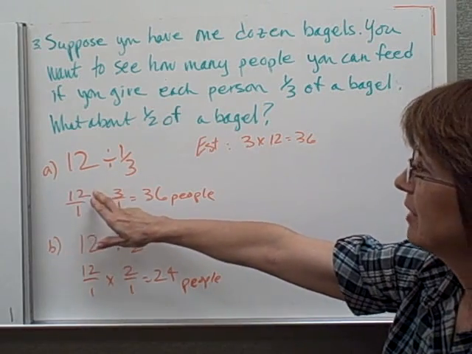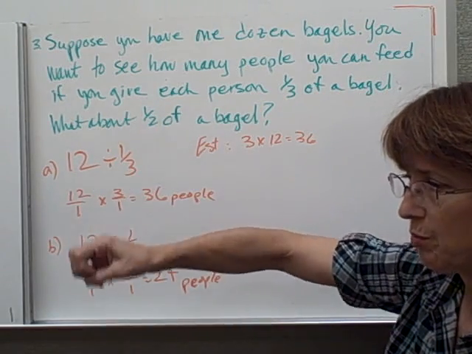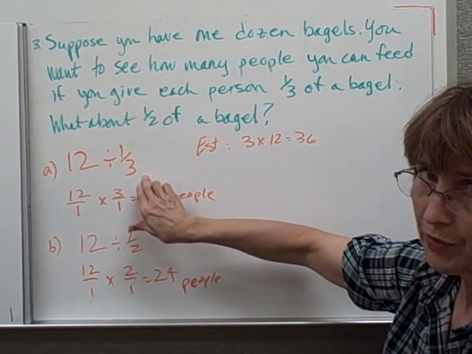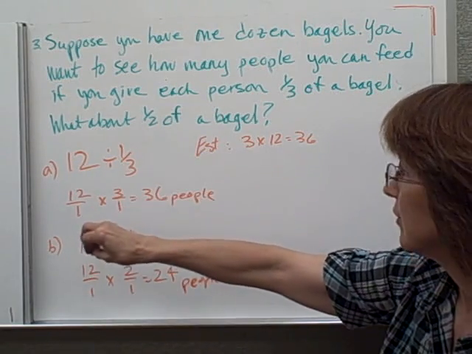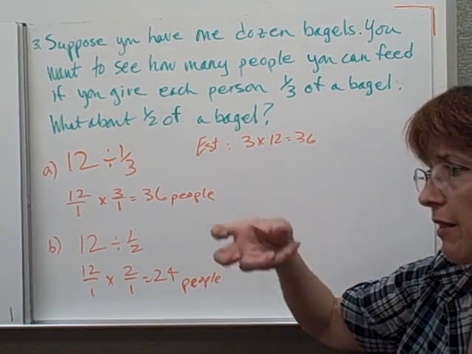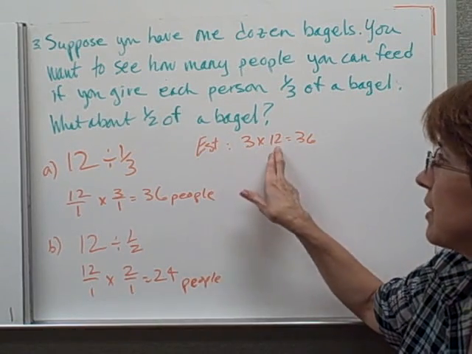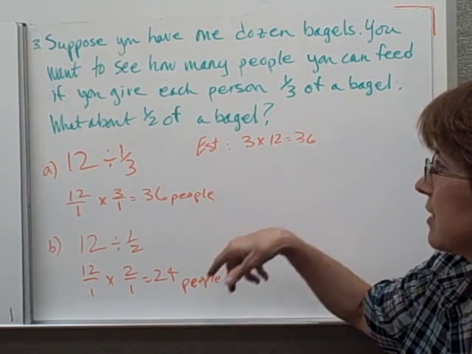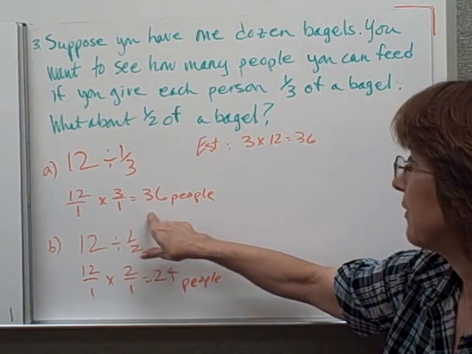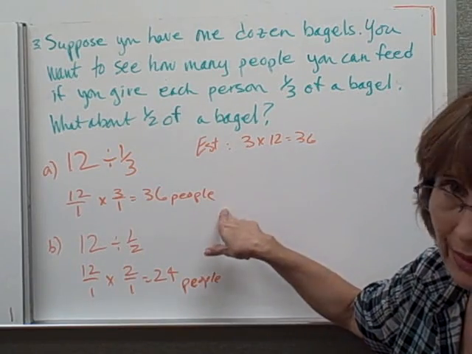We'll see. So we're dividing, we're seeing how many equal parts. We have 12 bagels, a dozen, divided by 1/3. How many thirds fit into 12? Well, let's estimate. Each bagel, you're going to be able to get 3 out of. So that's really like 3 times 12, which is 36. So let's do the math. 12 over 1 times, keep it, change it, flip it, and that's 36 people. It's exactly what we got.